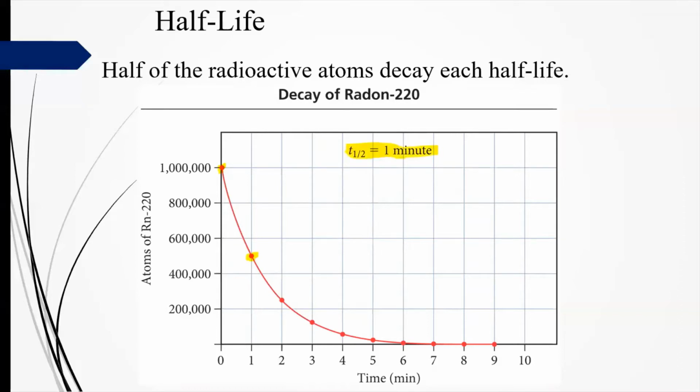And so by minute 2, it's not that we've gone down by half, it's that we've gone down by half and then half of that half. So we go down to 250,000. And so our amount of decay slowly decreases each half-life because there's not as much initial material. But it stays constant how long it takes us to get to half of whatever material we had from before.